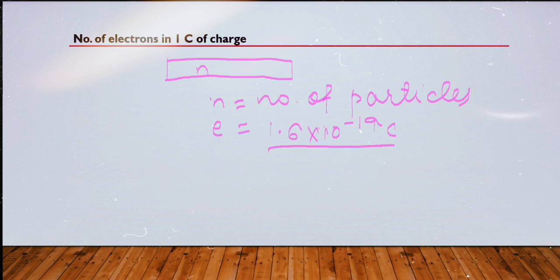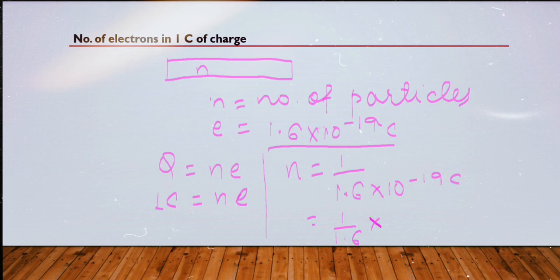Now, the total charge will be equal to n particles multiplied by the charge on each particle. So 1 coulomb of charge equals n multiplied by E. Therefore, when we simplify, we get n equals 1 divided by E, and the value of E we have already discussed, it is 1.6 into 10 to the power minus 19 coulomb. After solving, we get 1 upon 1.6 multiplied by 10 to the power minus 19. When we shift it upwards to the numerator, it becomes plus 19.